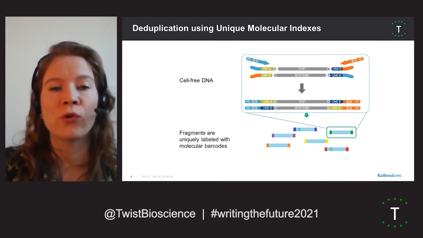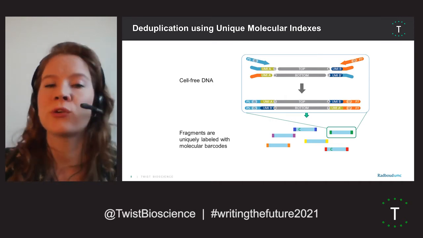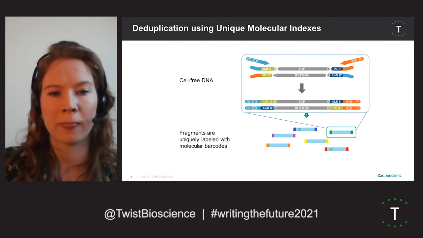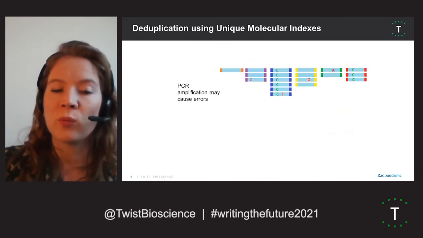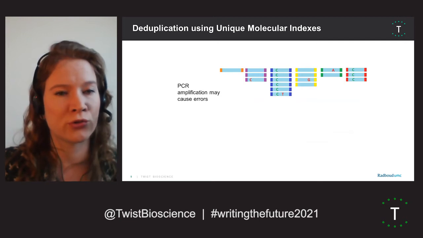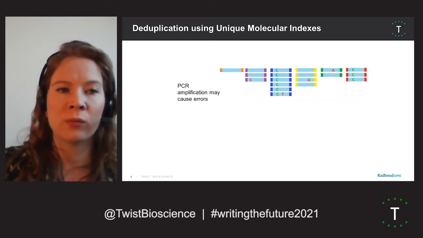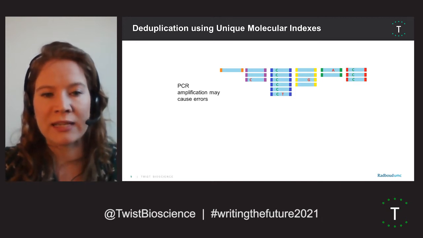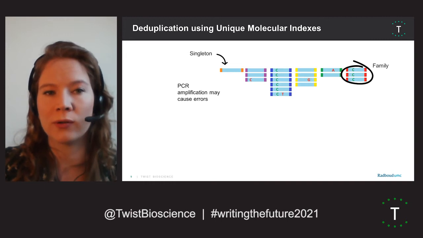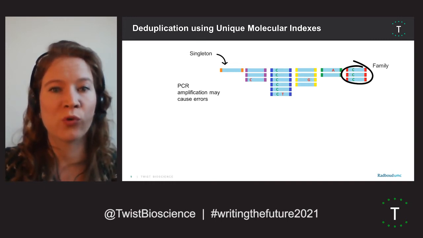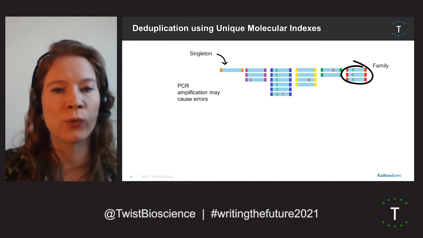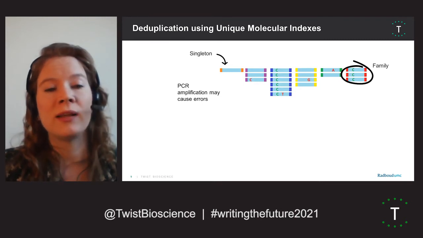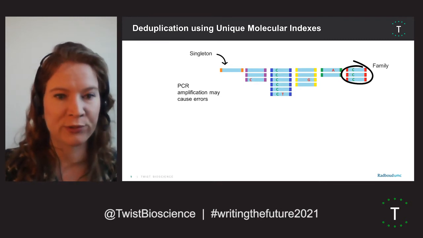The UMIs allow you to track back to your unique starting molecule. So if you perform PCR and errors occur, you may be able to trace back which are the true mutations, shown in green here, or the amplification errors that occur during PCR, in red. In technical terms, if you have only one fragment, we call it a singleton. And if you have multiple fragments, from PCR amplification, we call this a family. To be able to correct for errors, we make sure that the families consist of at least 2 family members.